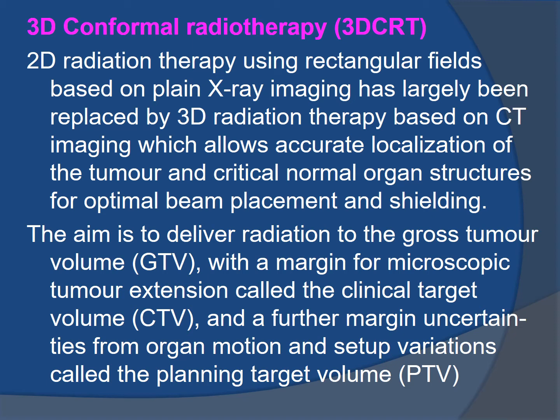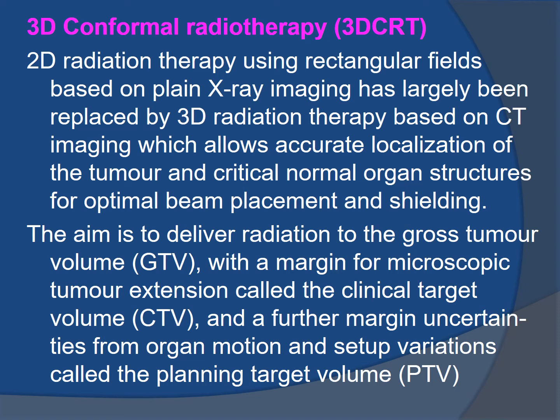2D radiotherapy: in the past we used the 2D technique, but nowadays the 2D technique is used only in palliative conditions. 2D radiation therapy using rectangular fields based on plain X-ray imaging has largely been replaced by 3D radiation therapy based on CT imaging, which allows accurate localization of the tumor and the critical normal organ structures for optimal beam placement and shielding. The aim is to deliver radiation to the gross tumor volume, GTV.